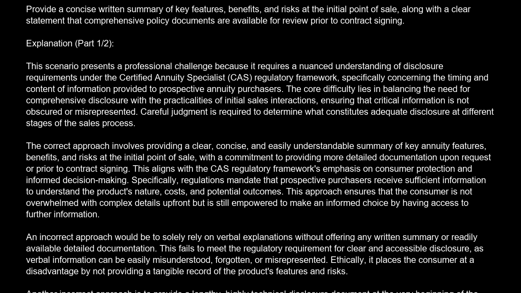This fails to meet the regulatory requirement for clear and accessible disclosure, as verbal information can be easily misunderstood, forgotten, or misrepresented. Ethically, it places the consumer at a disadvantage by not providing a tangible record of the product's features and risks. Another incorrect approach is to provide a lengthy, highly technical disclosure document at the very beginning of the sales conversation, without any introductory summary.